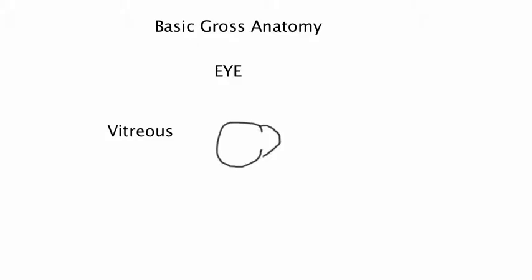First, let's go over some basic gross anatomy of the eye. Here's a rough drawing of the eye. Here is the sclera, the cornea, the pupillary aperture, and the iris. This is the vitreous cavity, which we'll be discussing today.